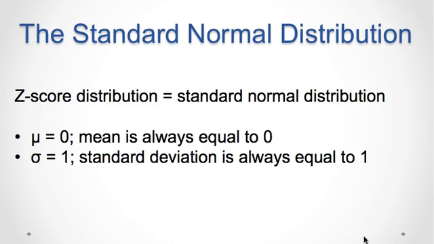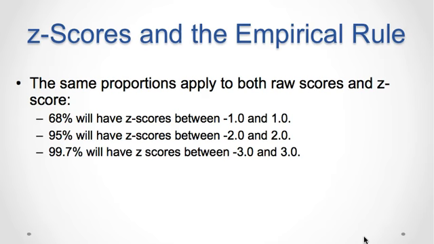The z-score distribution is also called the standard normal distribution. The z-score distribution always has a mean equal to 0 and a standard deviation equal to 1. Remember the empirical rule? The empirical rule states that approximately 68% of the data will fall within one standard deviation of the mean, plus or minus sigma. Approximately 95% of the data will fall within 2 standard deviations of the mean, plus or minus 2 sigma, and approximately 99.7% of the data will fall within 3 standard deviations of the mean, plus or minus 3 sigma.